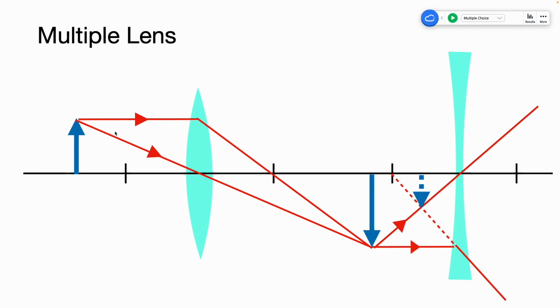Okay? So this is the object. The convex lens forms an image over here, and then the concave lens did a second imaging to turn the object here into an image over here. So this is the easy case. When you have multiple lenses, you just do the lensing twice. Any question?